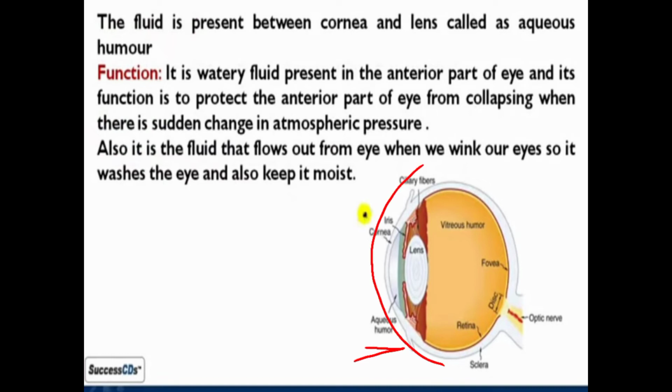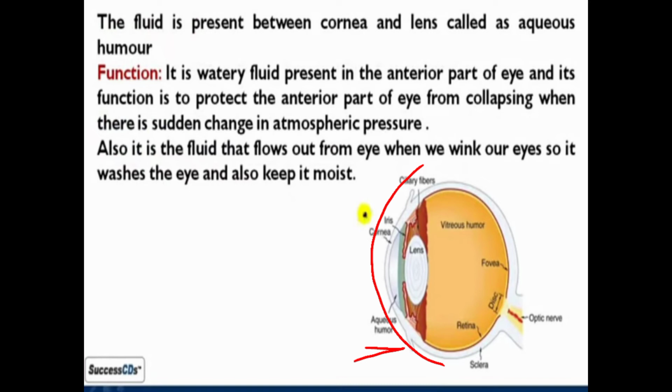Outer part of the eye, and its function is to protect the anterior part of the eye from collapsing when there is a sudden change in atmospheric pressure. And also it is the fluid that flows out from the eye when we wink our eyes, so it washes the eye and also keeps it moist.